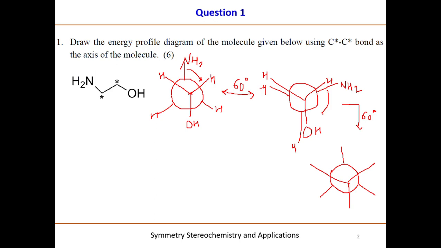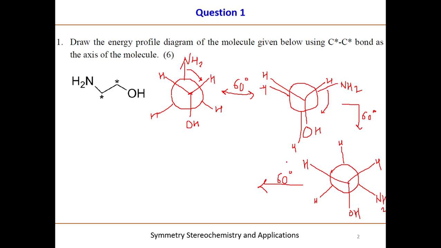Again we are moving this carbon by 60 degrees. Here, the backside carbon. Then the front one will remain as it is. Then the backside one. Here NH2. Again we got the staggered conformation. Again we got staggered, then again we will rotate it by 60 degrees.